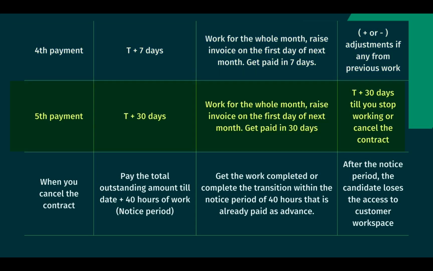Stage 5, from the 5th payment, it is T plus 30 days. Which means, for example, if the consultant worked for the month of December, the invoice is generated on January 1st and the client pays by January 31st. The same payment terms are followed for future months until the client decides to stop the work with the consultant by canceling the contract. The contract can be canceled by the client at any time.